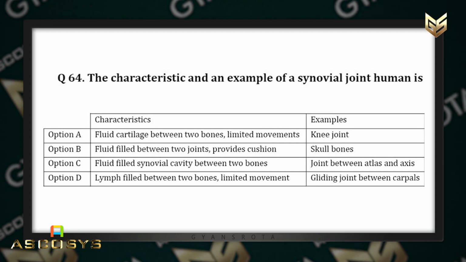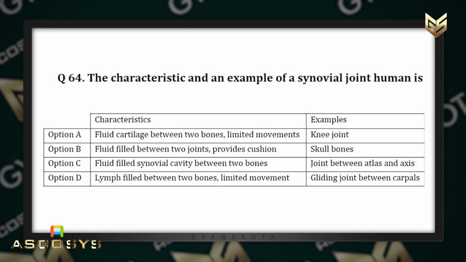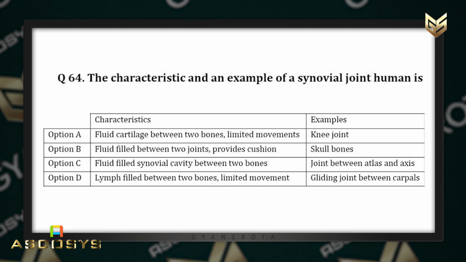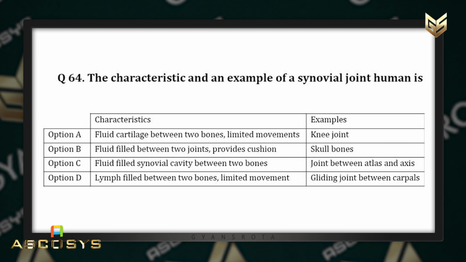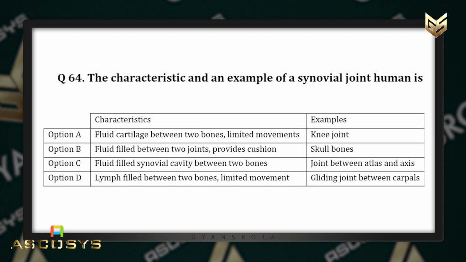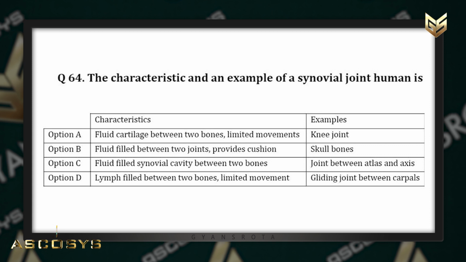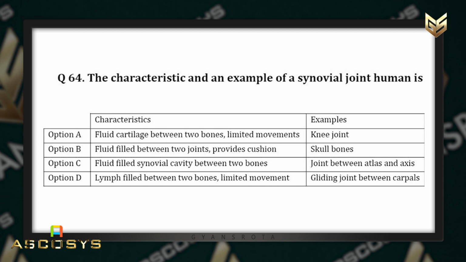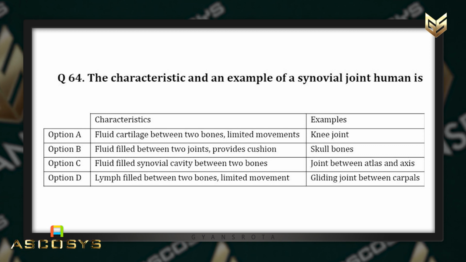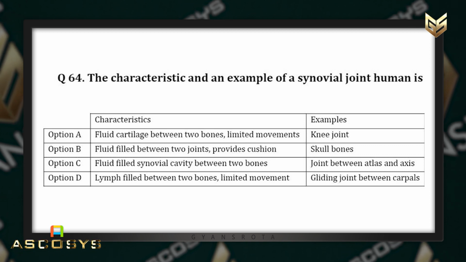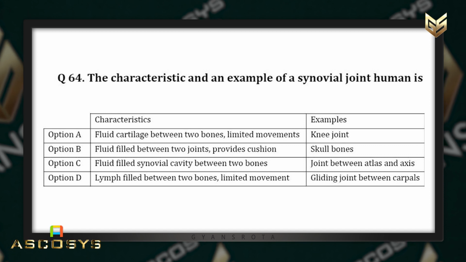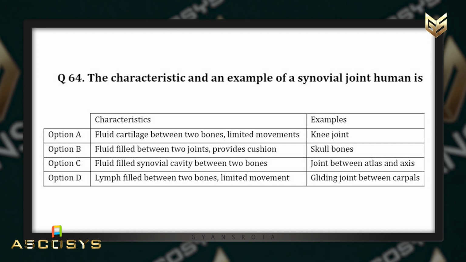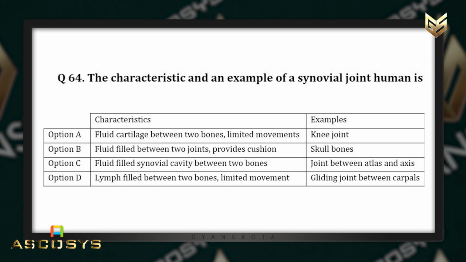The characteristic and an example of a synovial joint in humans is: option number A, fluid cartilage between two bones, limited movement, is the example of the knee joint. Option number B, fluid filled between two joints provides cushion, it is the skull bones. Option number C, fluid-filled synovial cavity between two bones is the example of the joint between atlas and axis.